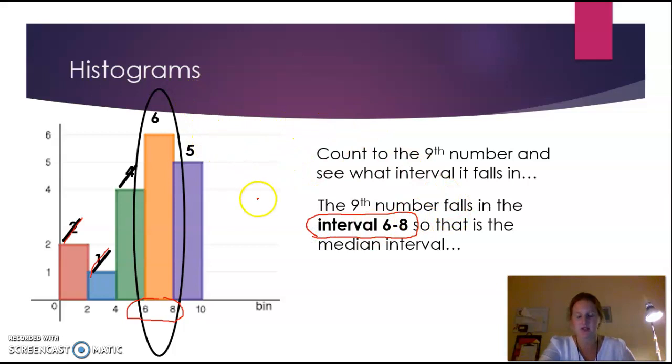Because histograms bin the numbers into intervals. They don't tell us the discrete data points. So your answers for mode and median are going to be intervals, not actual numbers.